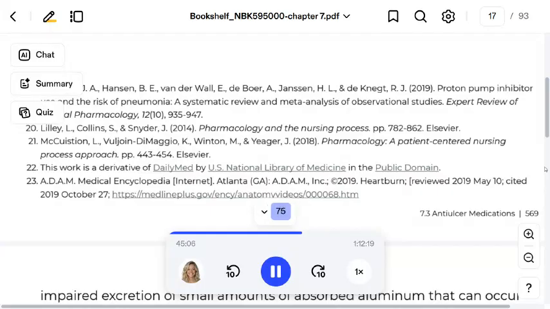7.5 Antiemetics. This section will review the pathophysiology of nausea and vomiting and then apply the nursing process to administering antiemetic medications. Review of the pathophysiology of nausea and vomiting. Nausea and vomiting are common conditions. Nausea is the unpleasant sensation of having the urge to vomit, and vomiting is the forceful oral expulsion of gastric contents.